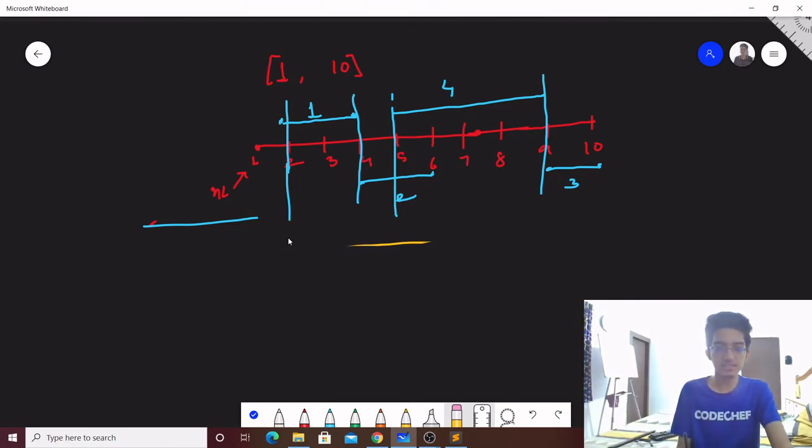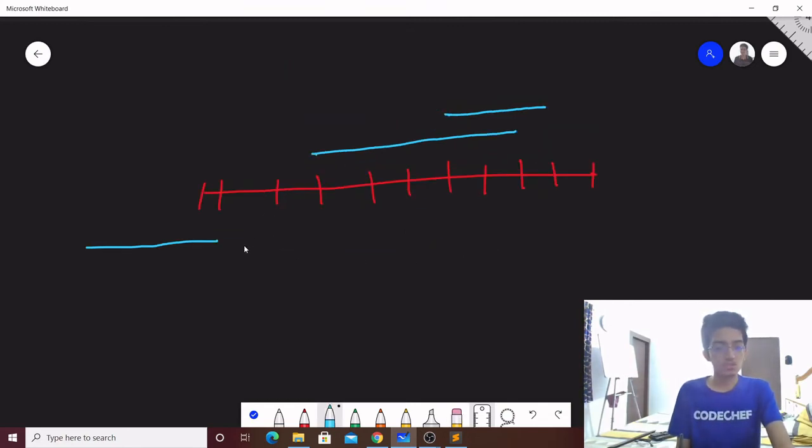Wait, let me erase this. Okay, yeah. So let's look at our left segment. So this is our next left. Since we want to cover the whole right segment, the best way to do it is from left to right. So we start iterating the array segment from left to right and we check, if we were to select this starting point, then what is the maximum right that we can cover?